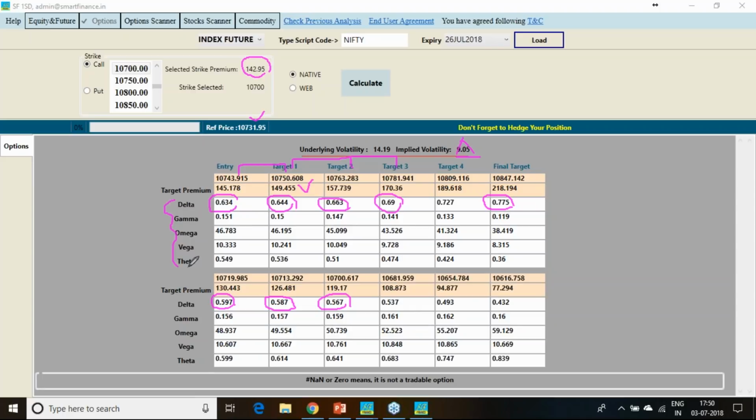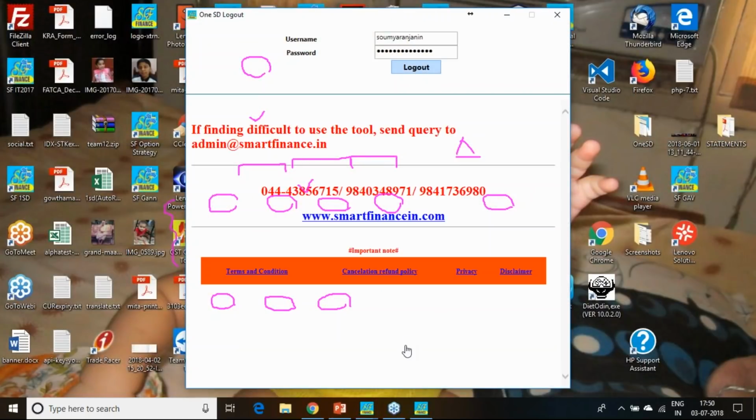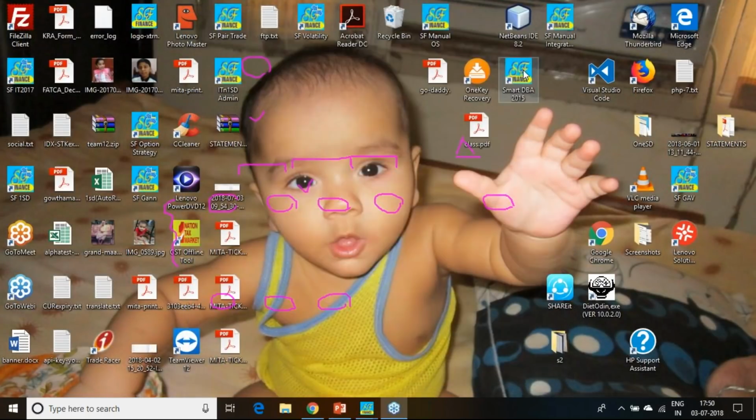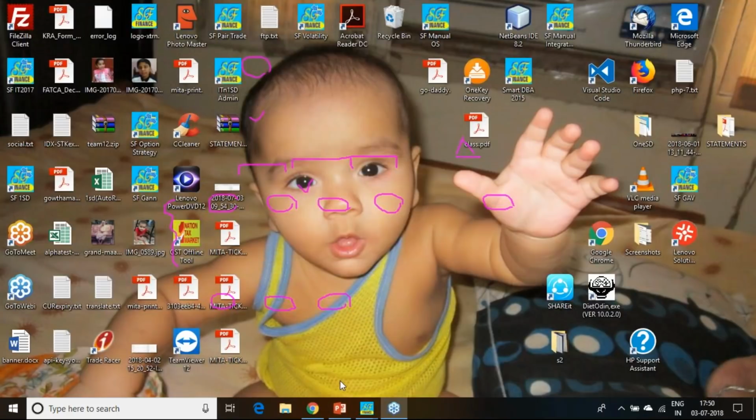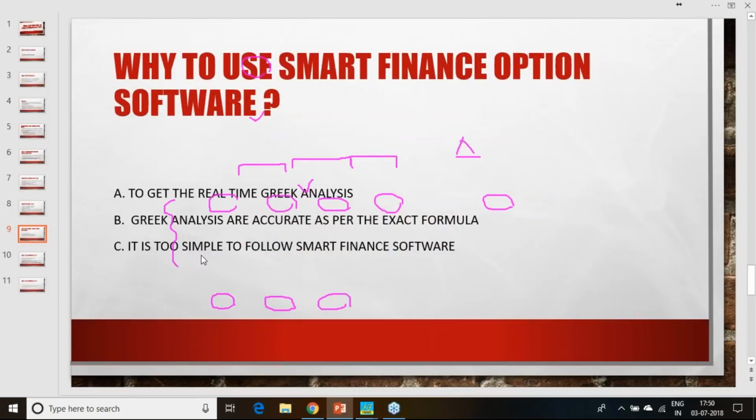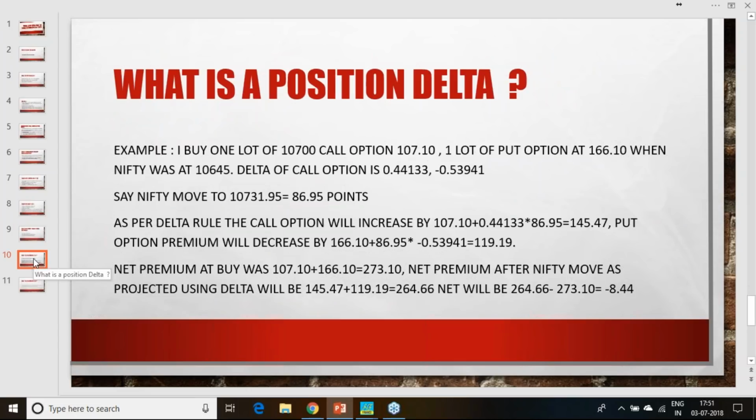So this is a fact which says that once the delta moves, your projection of the price will also change. When you take a constant delta, you are missing the target by 1 or 2 or 3 rupees. Whenever you take a dynamic delta, your calculations of premium will be very close to the target points. This is what I used to show you. It is a very simple tool.